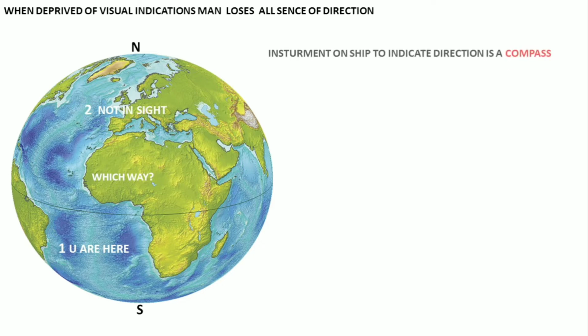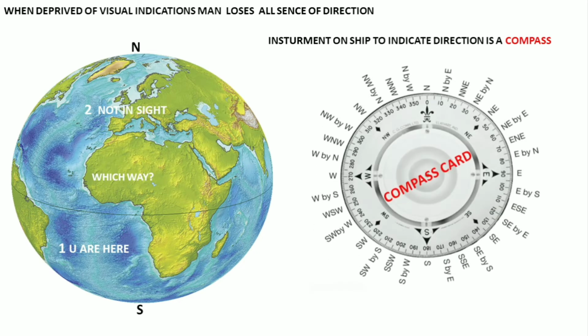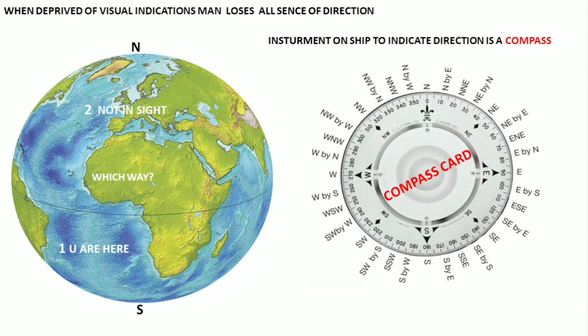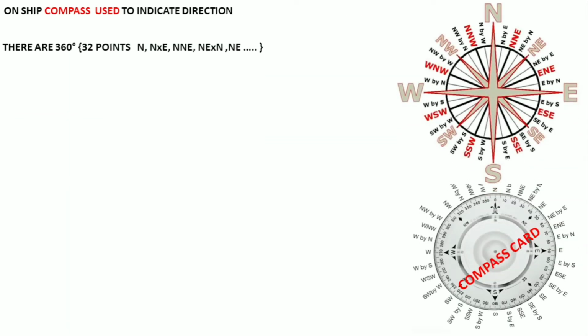So, to help us out, we have the compass. And this is a compass card, what I'm showing you here. The compass is divided into 32 points, and the points are shown here. And it is 360 degrees right round.